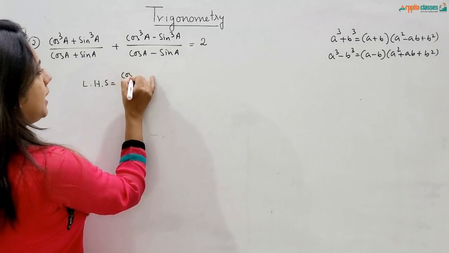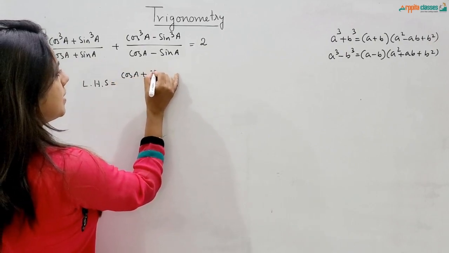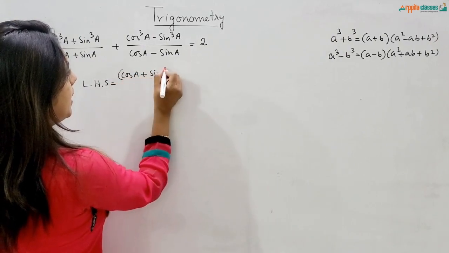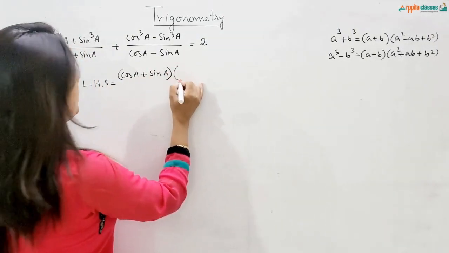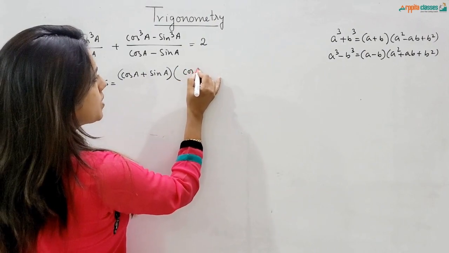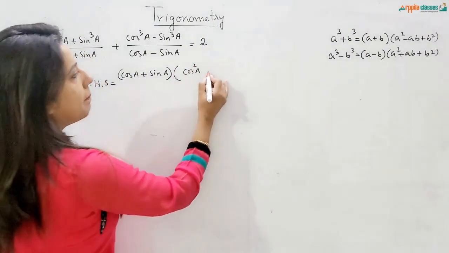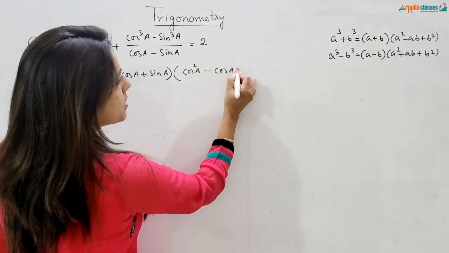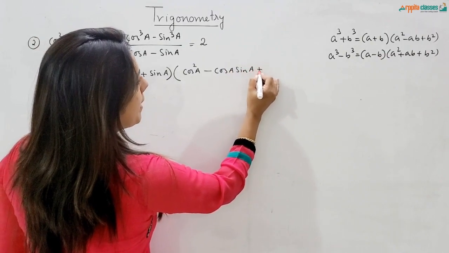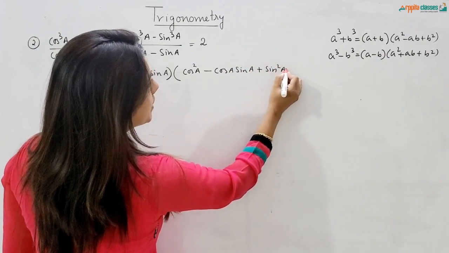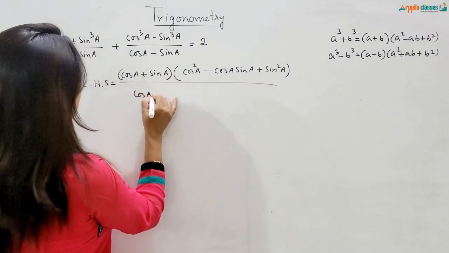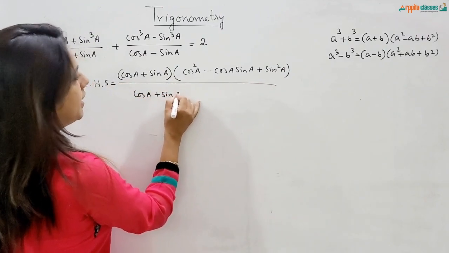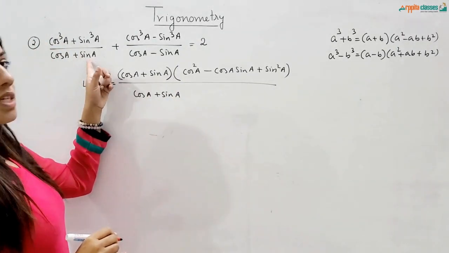I am writing A plus B for A cube plus B cube. A plus B whole into A square, that's your cos square A, minus AB, that's cos A into sin A, plus B square, that is sin square A, divided by cos A plus sin A. This I wrote for the first term.